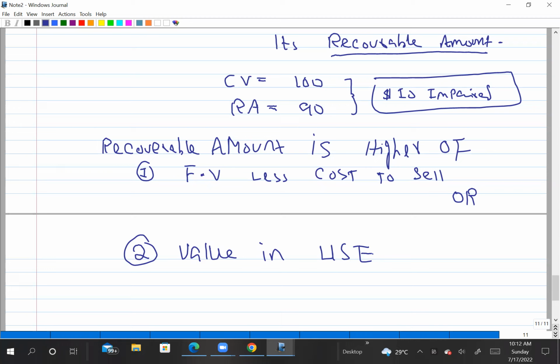And if we compare the carrying value with the recoverable amount and the carrying value exceeds the recoverable amount, the asset is said to be impaired. So for example, if fair value less cost to sell is $90 and value in use of the asset is $80, what will I do? Obviously, I will sell the asset. So the recoverable amount is $90, or it could be vice versa. You get this concept?